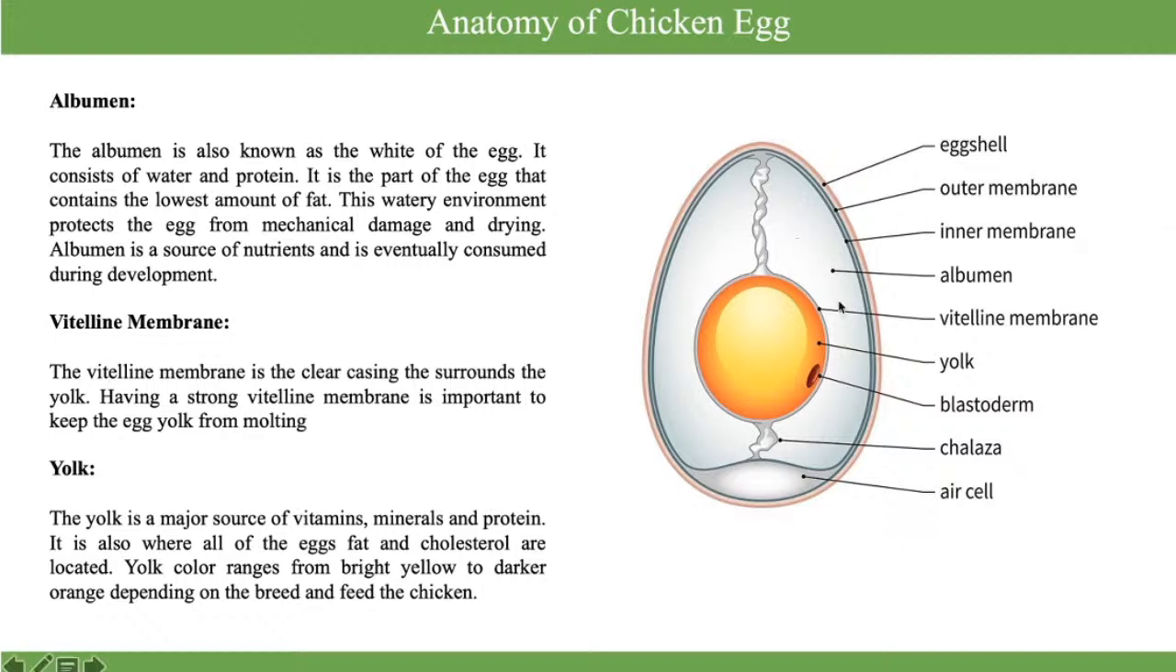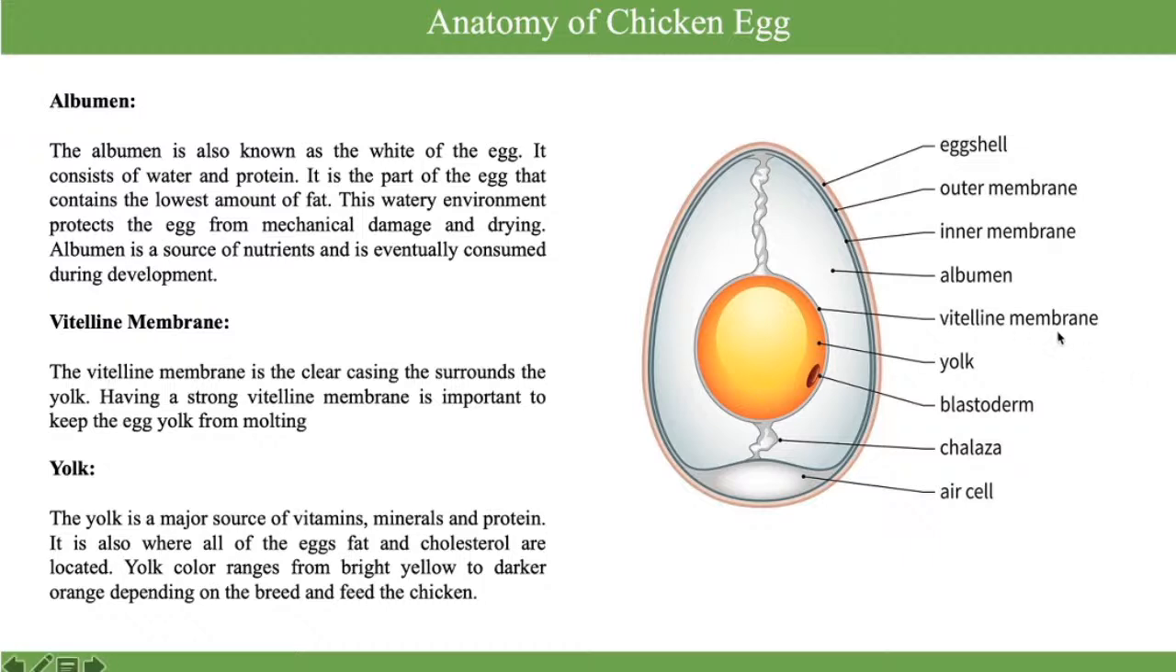Next is albumen. Over here you can see this whole part, which is known as albumen, and we also call it egg white. Now this egg white consists of water and protein. And this part of the egg contains the lowest amount of fat. Now this watery environment protects the egg from mechanical damage and drying. So the albumen is also a source of nutrient. It is eventually consumed during the development.